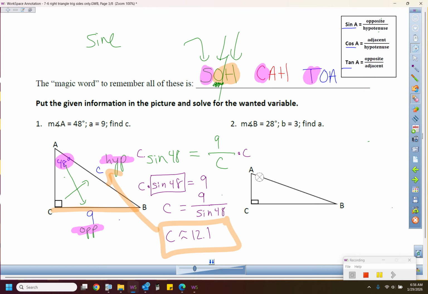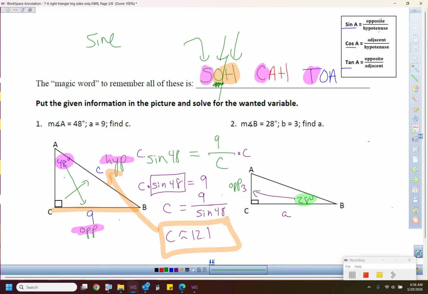Let's get better at it by trying more. So here's how you start. You put the info in the picture. They say the measure of angle B is 28 degrees. Little b is 3. It's across from big B. Find little a. Little a is over here, right across the street from big A. So we put the info in the picture, then we focus all of our attention on the angle they gave me that's not 90. We don't get to use the 90. So we realize, who is this 3 in relation to it? Is it opposite, adjacent, or the hypotenuse? Well, it is straight across from it.